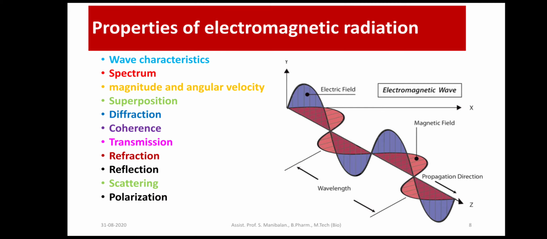Coherence: co means same, herence means same presence, right? So coherence is the same as superposition. Coherent waves can be superposed, so we can get multiple energies and we can make the laser. Okay, transmission, we already know that it transmits through the medium.